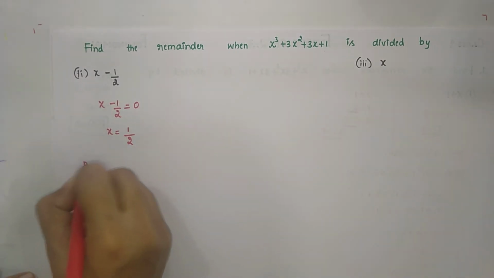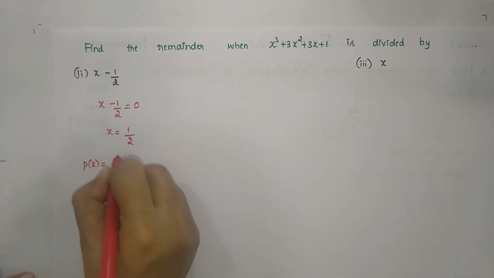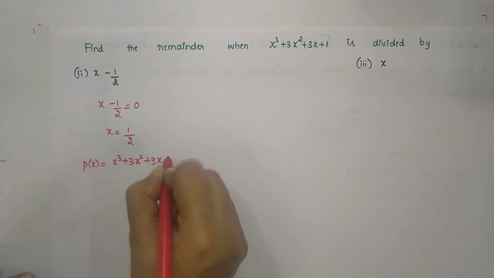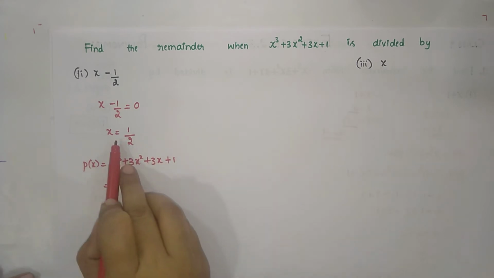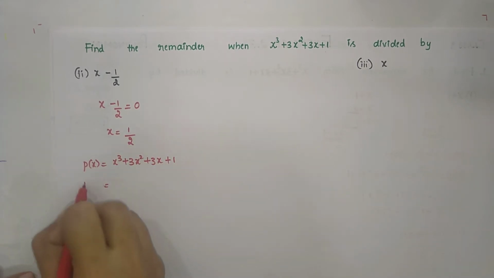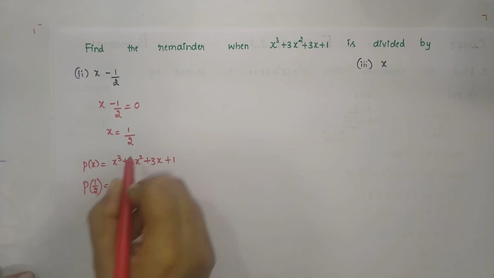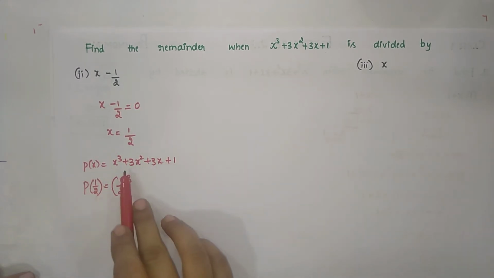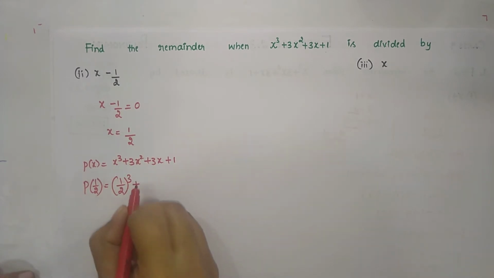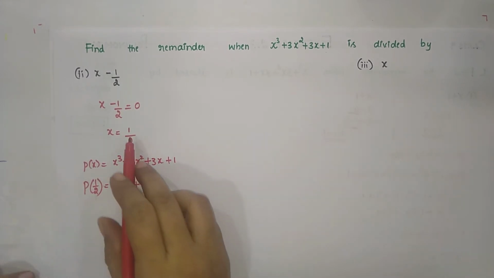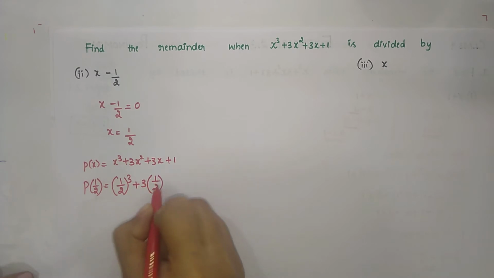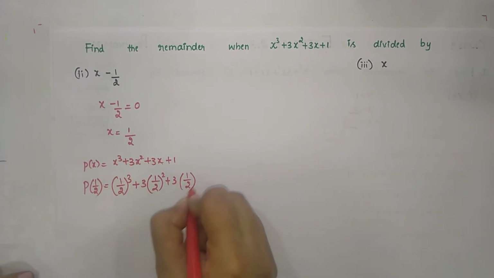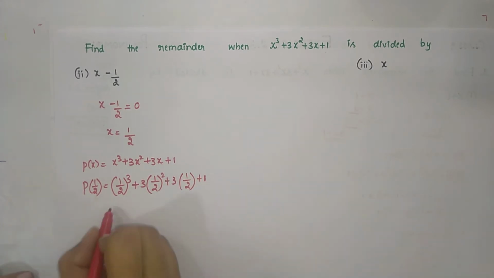So we have p of x equal to x cube plus 3x square plus 3x plus 1. By replacing the value of x as 1 by 2, we get p of 1 by 2 equal to 1 by 2 whole cube, wherever x is there you have to replace that x with 1 by 2, plus 3 into x square means it is 1 by 2 whole square, plus 3 into x is 1 by 2, plus 1 as it is.